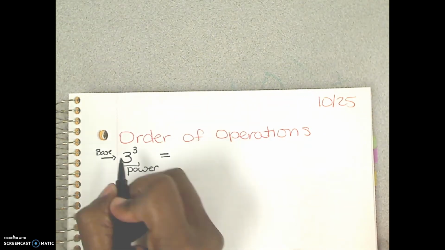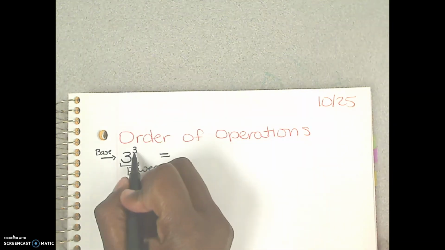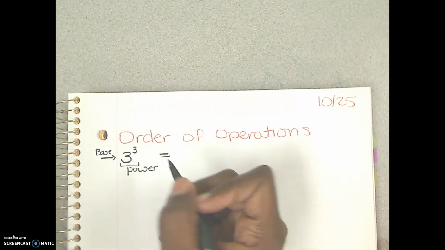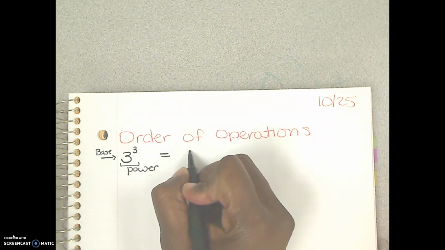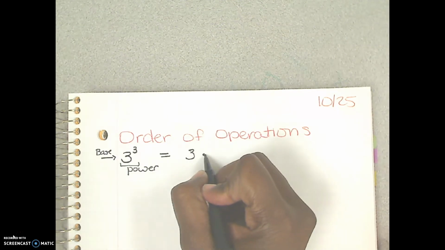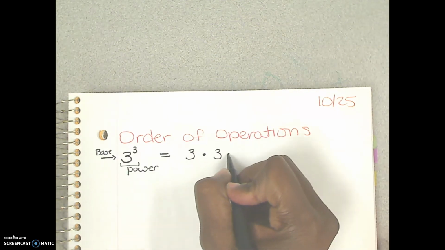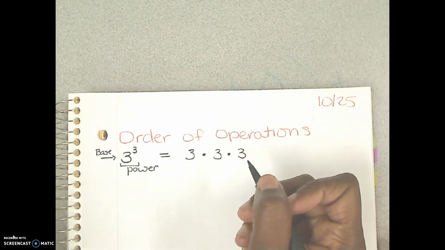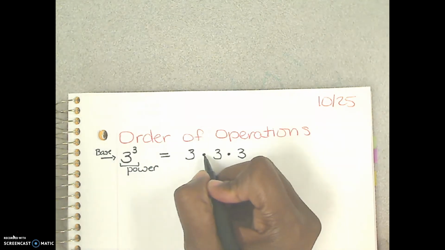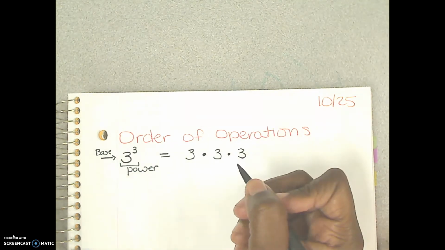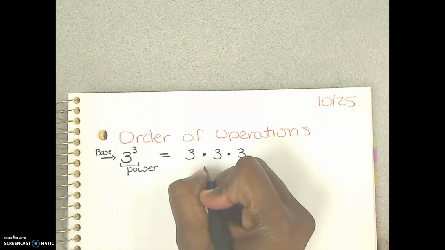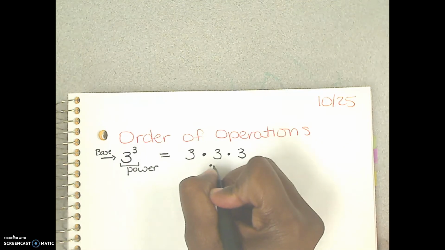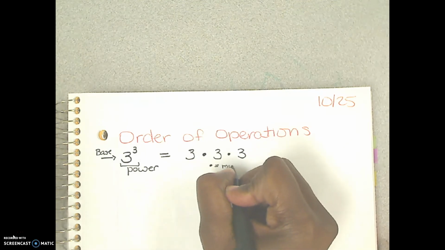So I'm going to take 3, which is my base number, and we're going to multiply it. See my exponent? I'm going to multiply it 3 times. So it goes 3 times 3 times 3. This little dot indicates that I'm multiplying. So you can either put multiplication or you can put the little dot. Either one, it means the same thing. Down here, I'm just going to make a note. Dot equals multiply.